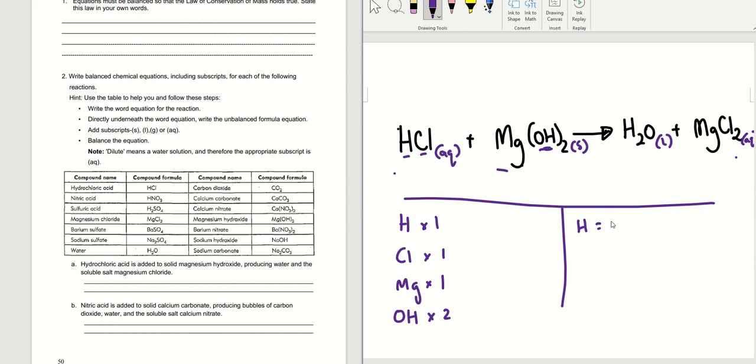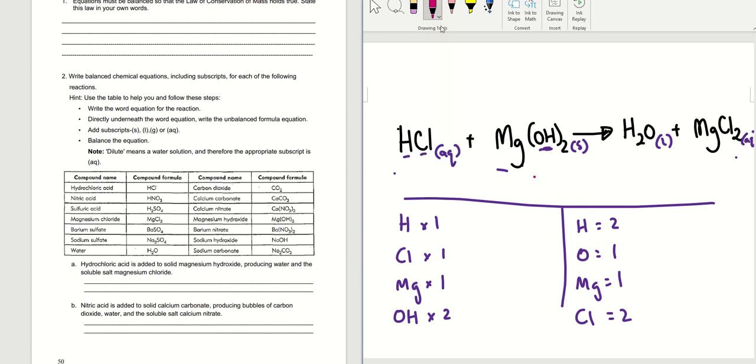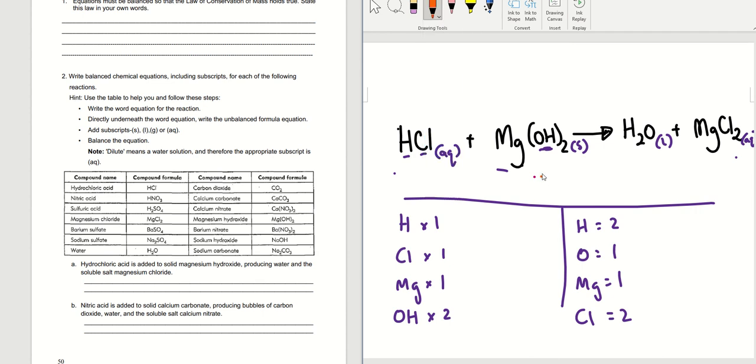So we have two hydrogens, one oxygen, one magnesium, and two chlorine atoms there. Okay, so let's just sort out what we have first. Firstly, we want to balance out the ones that aren't balanced. Obviously, that's pretty straightforward. So let's try and pick something that's easy to do first. Now, notice how we have hydrogen here, and we have hydrogen here and hydrogen here.